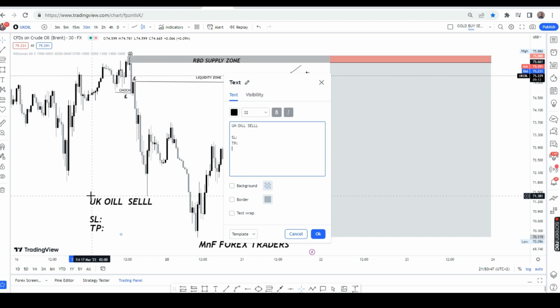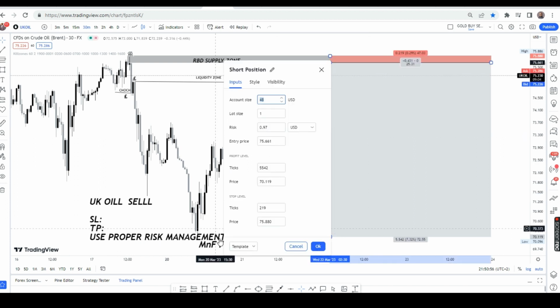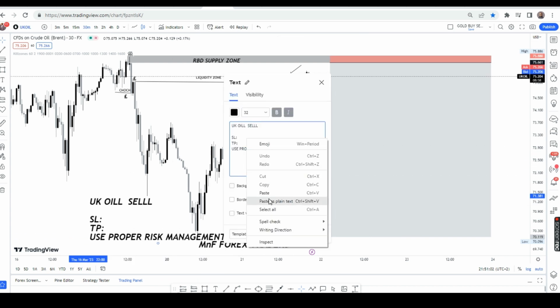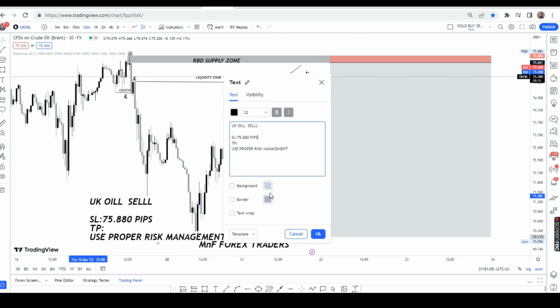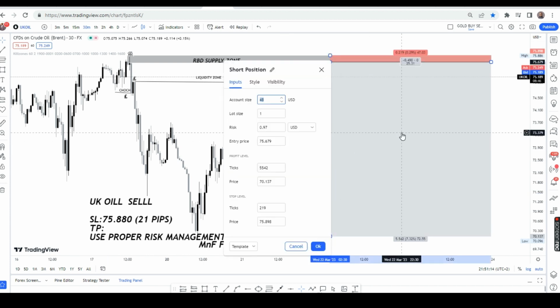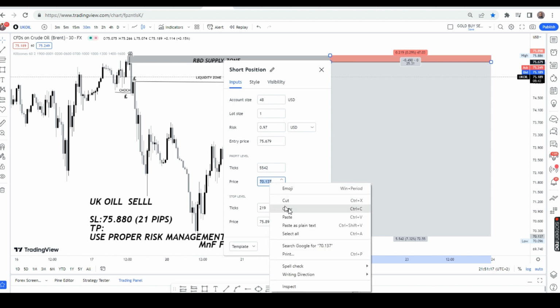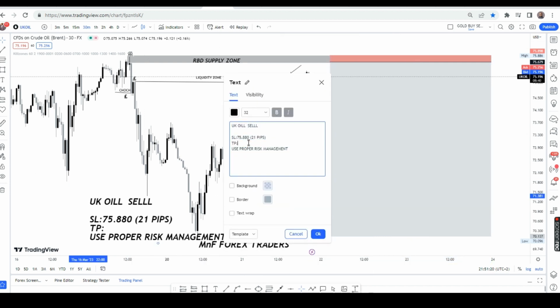What is our stop loss? What is our take profit? And always use proper risk management, always. So let's go ahead and input that. Our stop loss is 21 pips right here. And then our target is 554 pips. That's absolutely amazing.